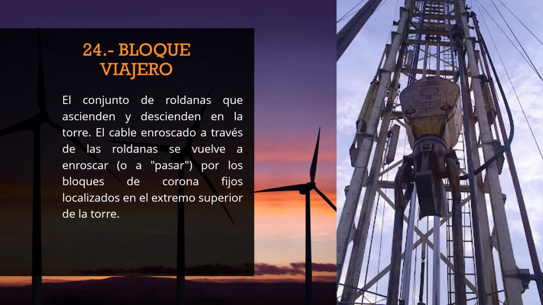Traveling block. The traveling block is a freely moving section of a block and tackle that contains a set of pulleys or sheaves through which the drilling line wire rope is threaded or reeved and is opposite and under the crown block. The stationary section is the crown block.